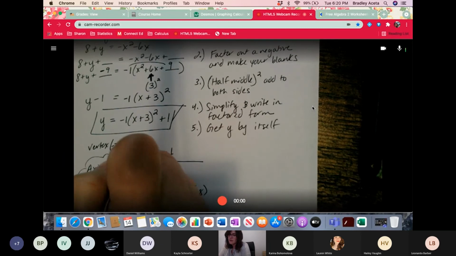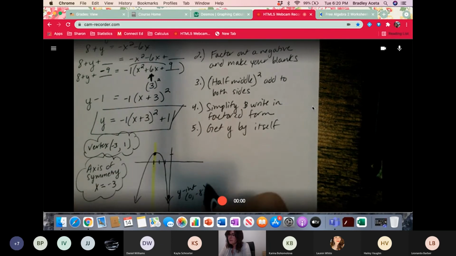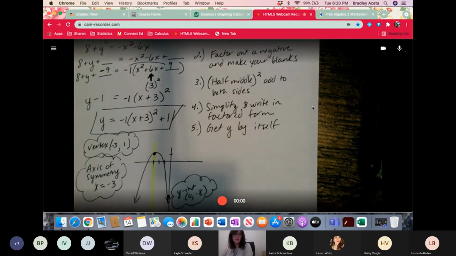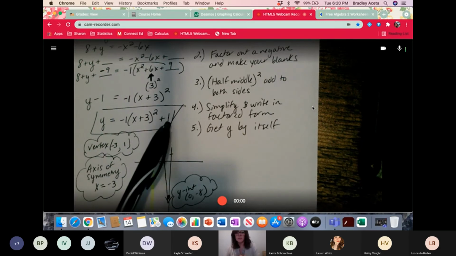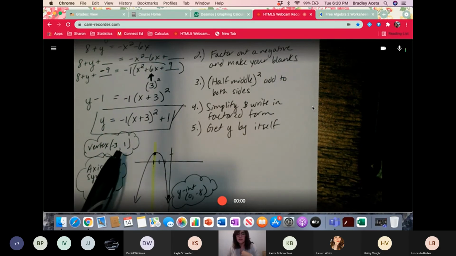These are the parts that you would have to find from a quadratic equation. Vertex, you'd have to write it in vertex form. You'd have to find the vertex. You'd have to find the axis of symmetry, which is really from the vertex. The y-intercept is just found from what the original equation was.